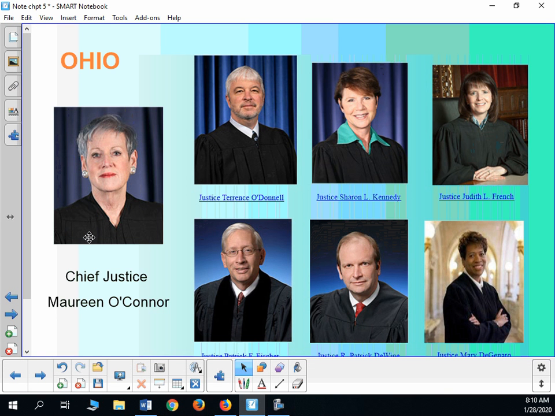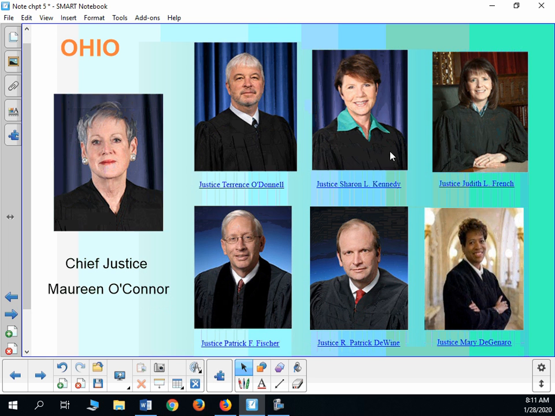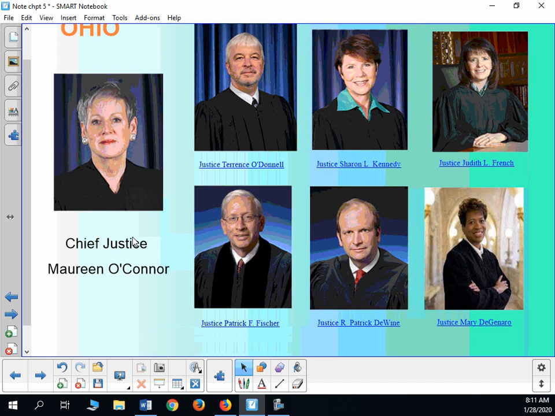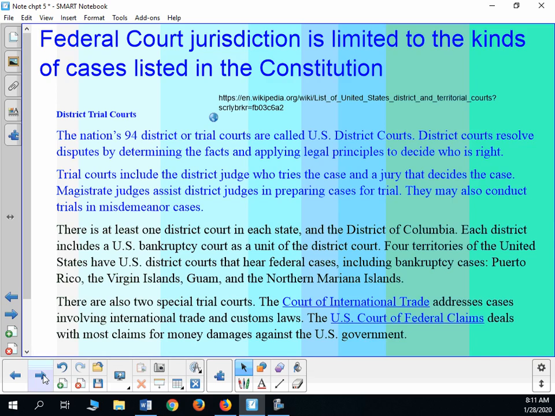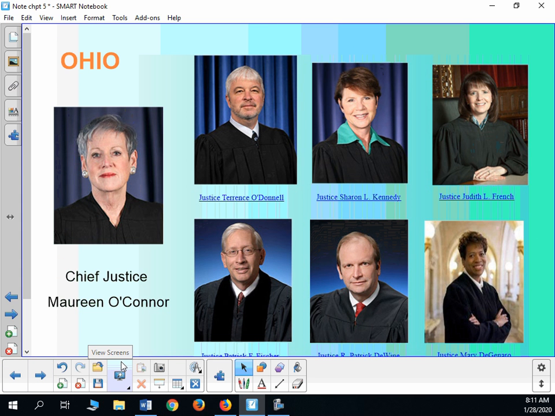So here are the Ohio justices. Our Chief Justice is Maureen O'Connor, and then we have Justice Terrence O'Connor, and they are not related. Justice Sharon Kennedy, Judith French, Patrick Fisher, Patrick DeWine, and Mary DeGennaro. Sorry. Okay, that's the Ohio Supreme Court. I think what I'm going to do is stop right there, and we'll continue on.